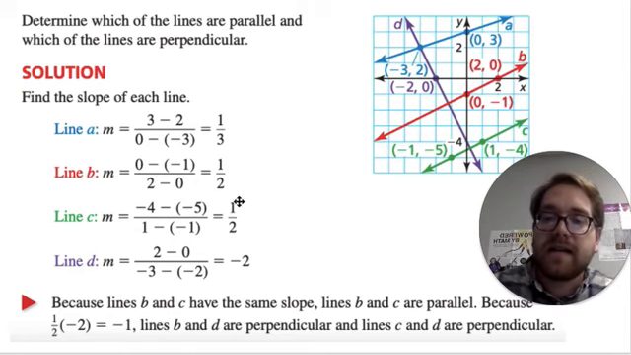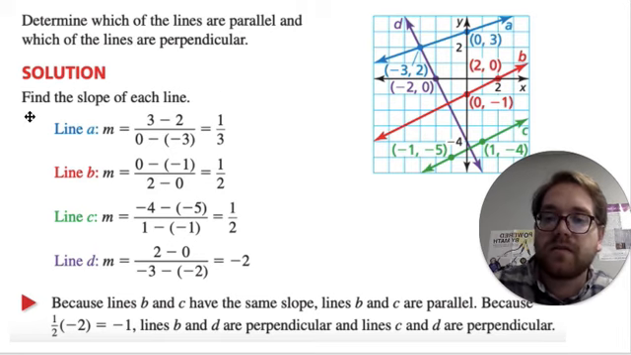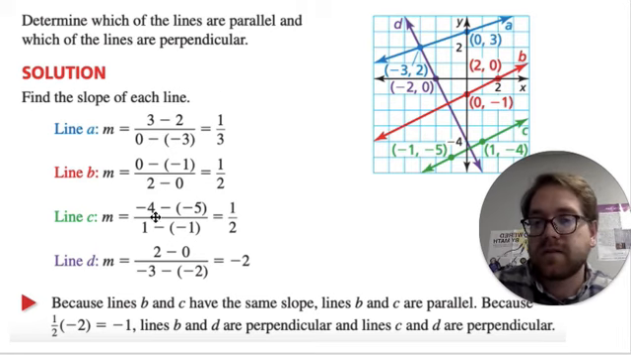Okay, what about line A and line C? Line A is 1/3, line C is 1/2. No, same thing. Line A and line D? No, same thing. There's no relationship. They're not parallel or perpendicular. Okay, and so line A doesn't have any relation to the others.